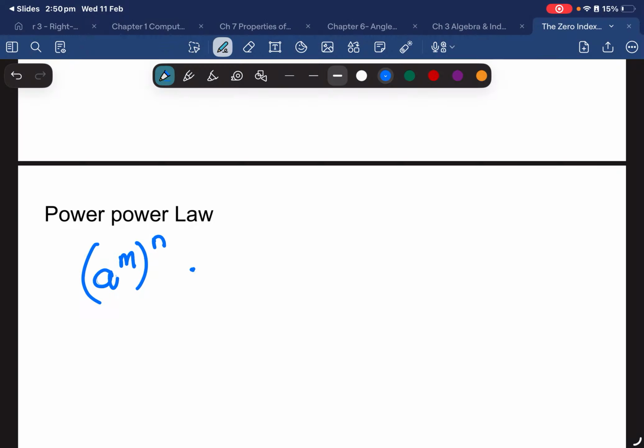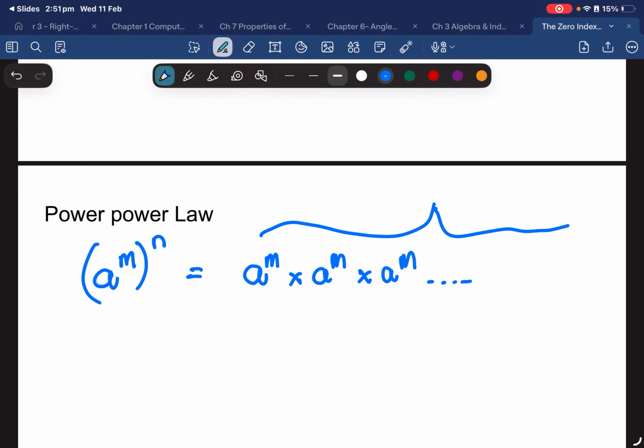Right, so what we're doing here is we're doing a calculation, okay? We're saying some number with a base of a to the power of m, and then we're making it a power n. So the shortcut method is we're saying that it's a to the power of m times a to the power of m, and we're going to do that n times.